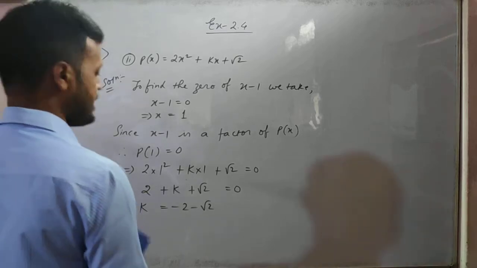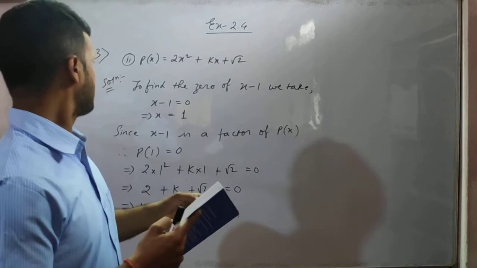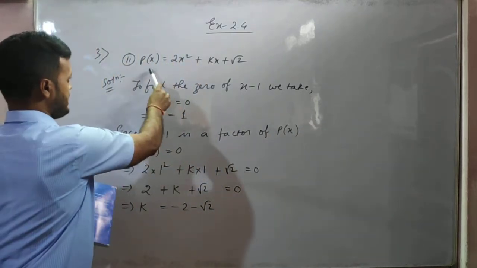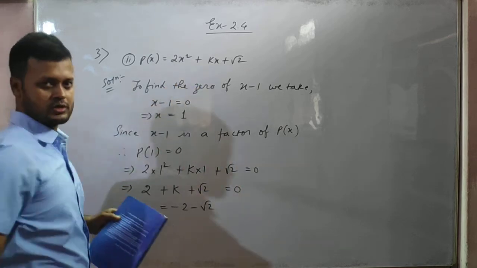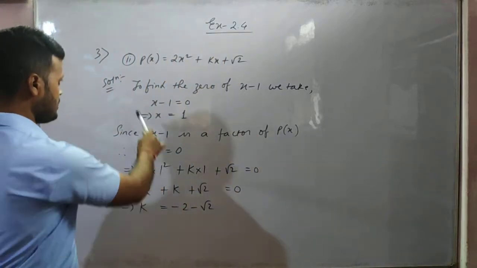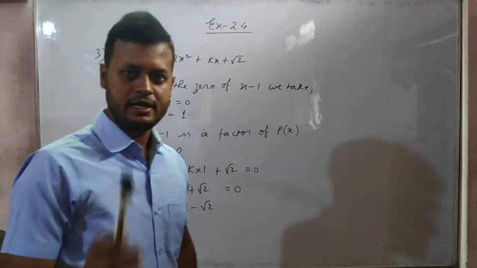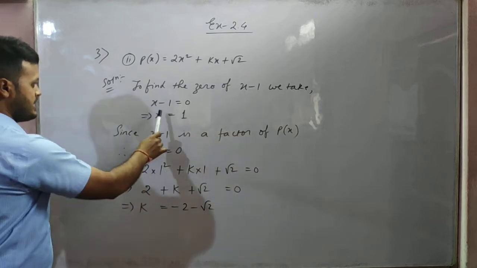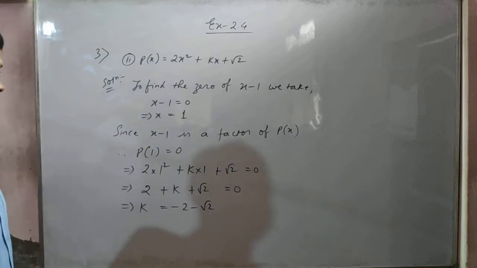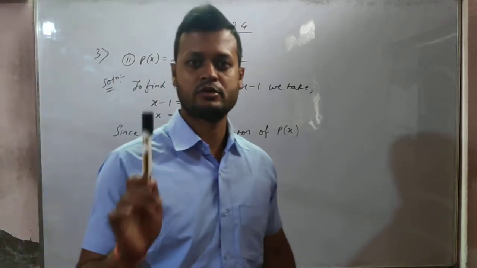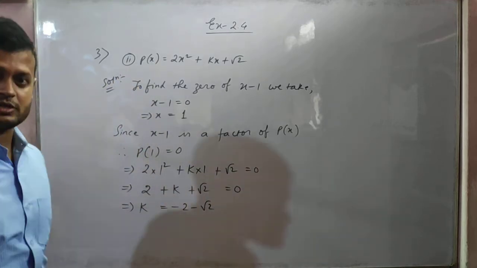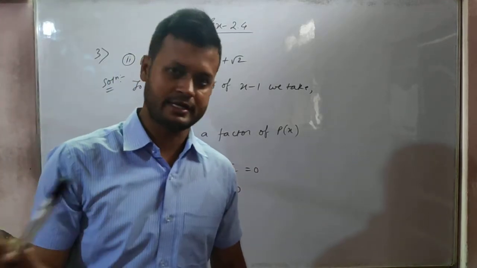So students, here also we will see, number 2 I'm talking about. So p(x) is equal to 2x square plus kx plus root over 2. Now x minus 1 is a factor of p(x), it is already given to us. So to find the zero of x minus 1 we take x minus 1 is equal to 0, so x is equal to plus 1, isn't it? Now since x minus 1 is a factor of p(x), students, listen very carefully.